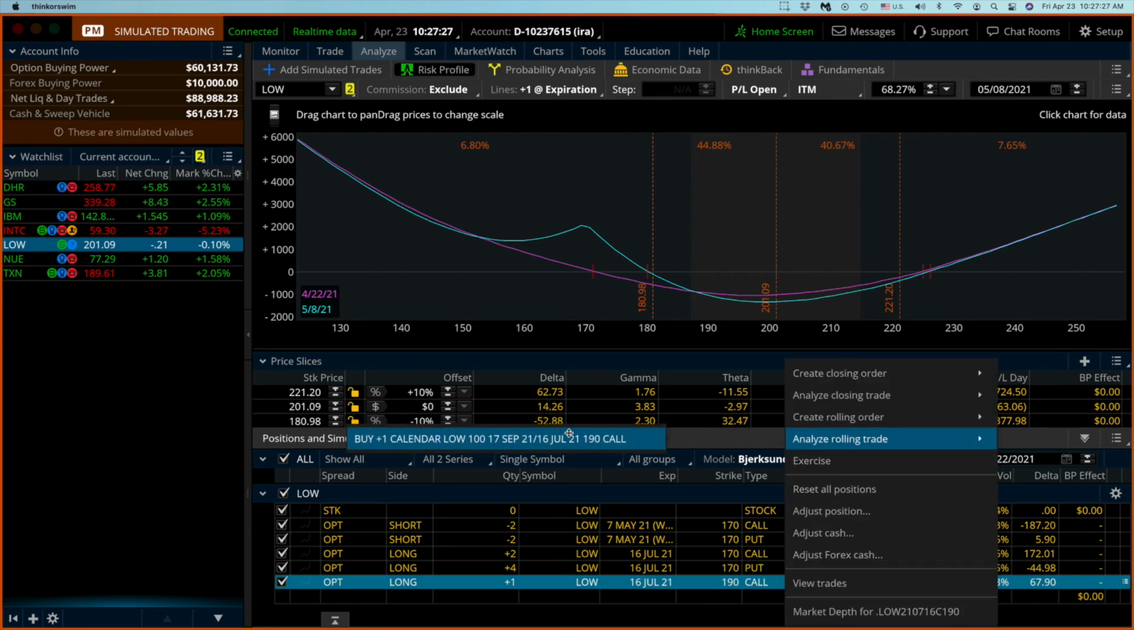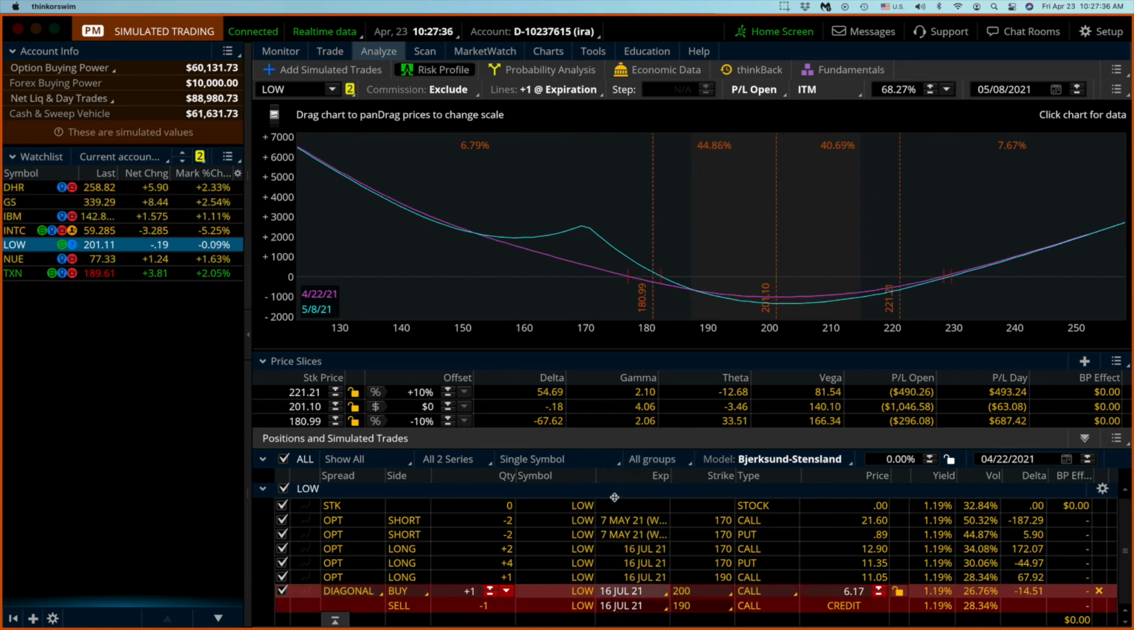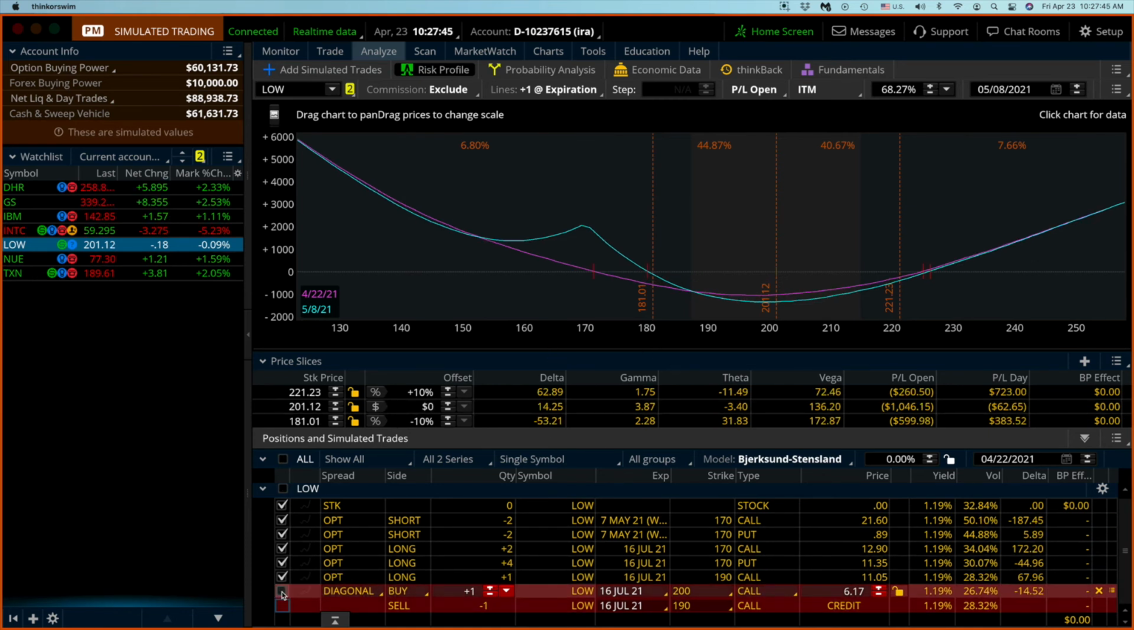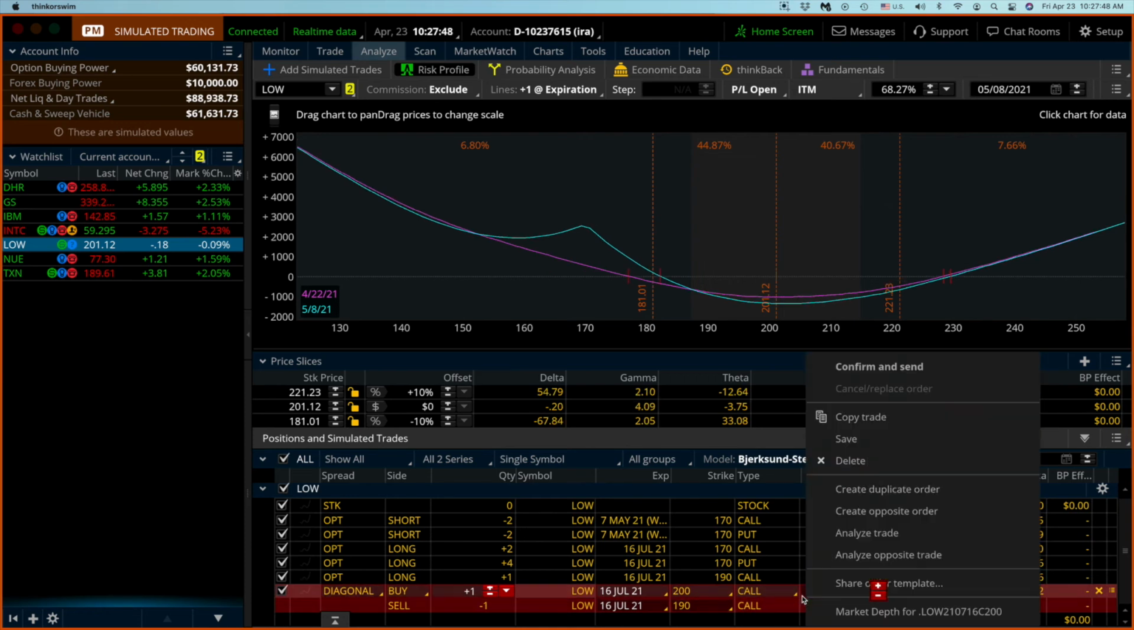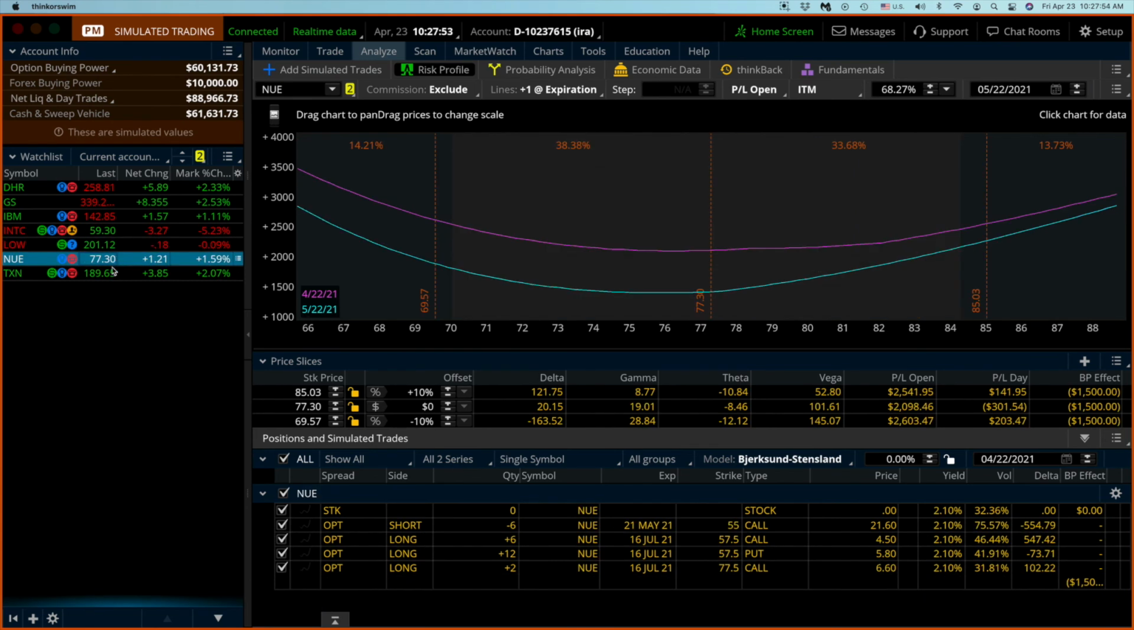Analyze rolling. And then we are going to sell the 190 and buy the 200. Same expiration, July. And that gives us $617 in credit. And then our deltas become neutral. Right now it's positive 14. So why not take $600 off the table? And UE is delta neutral, and we have short May calls. We don't need to do anything here either.